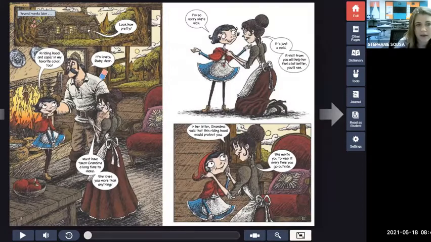All right, so again, start at the top. We got a caption here, several weeks later. So it's been some time since Grandma first got the cloak. Now Red Riding Hood has it. Let's go see where she's going on her visit.